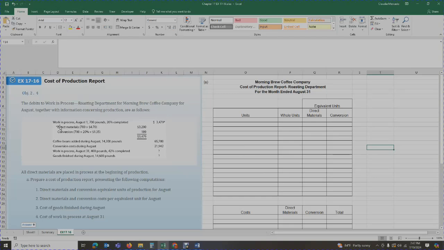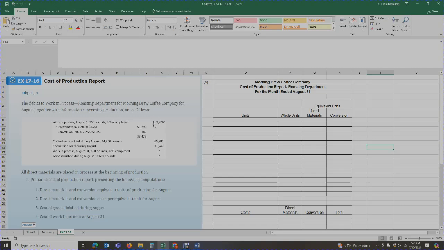According to the data, we have beginning work in process at the beginning of the month of 700 pounds that is 20% complete at $3,479. So that's the work in process. It has been started, but it has not been completed yet. We've got direct materials that were put into production, 700 pounds at $4.70, that's $3,290. And we have conversion cost, 700 times 20% times $1.35, $189. So that gives you the $3,479.